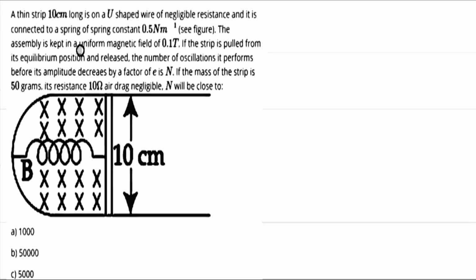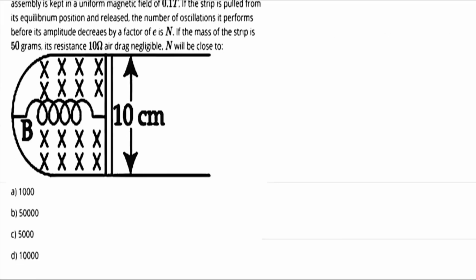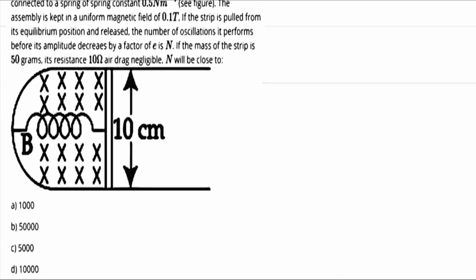The number of oscillations it performs before its amplitude decreases by a factor of e is given as N, and the mass of the strip is 50 grams, and its resistance is 10 ohm, which is negligible. They're asking us to find out the value of N. Because it's an MCQ question, we are given 4 options, and we need to find out the correct option.